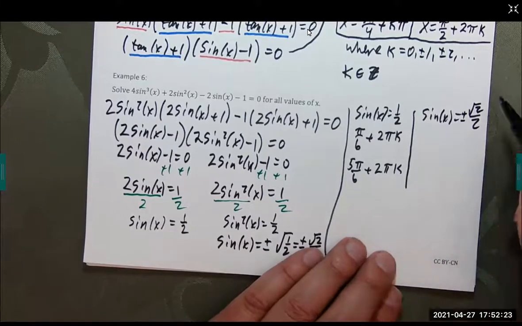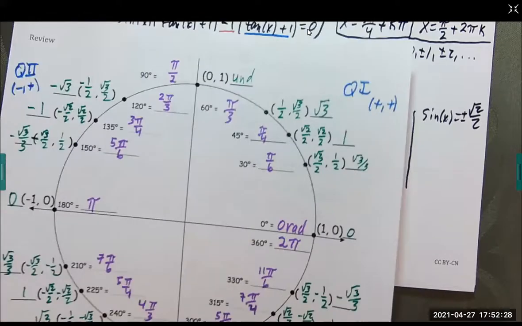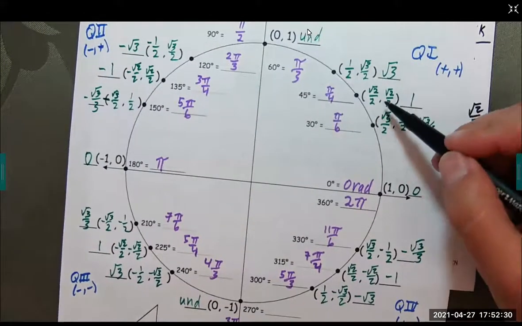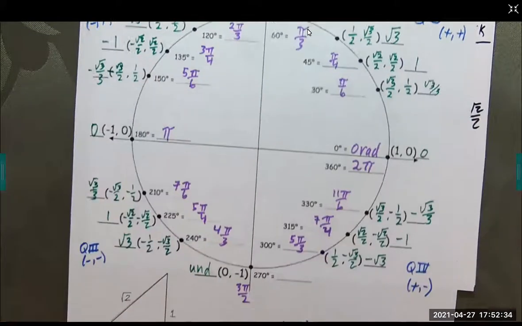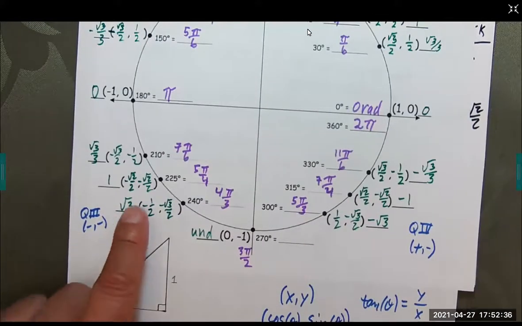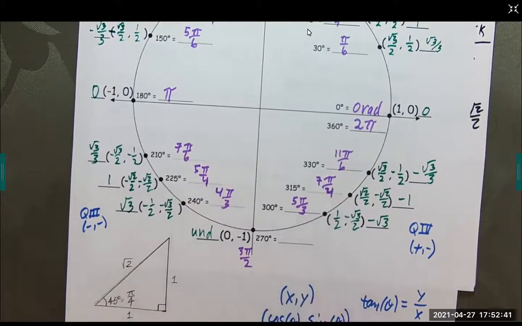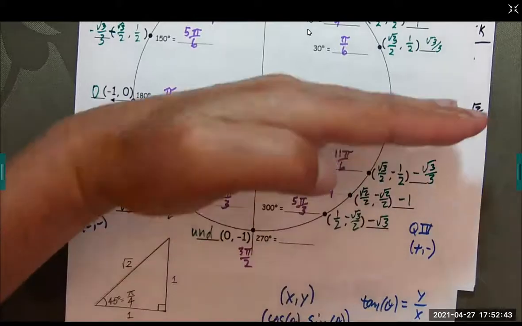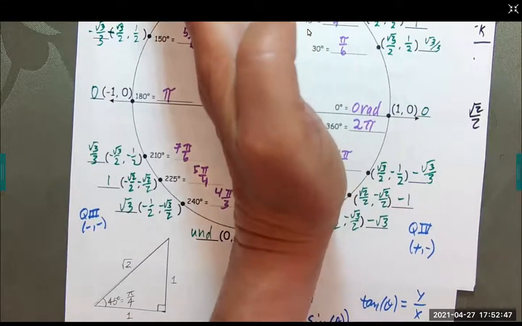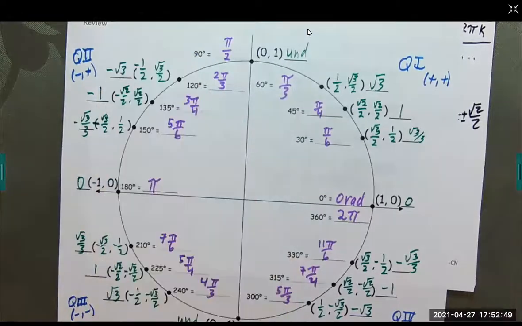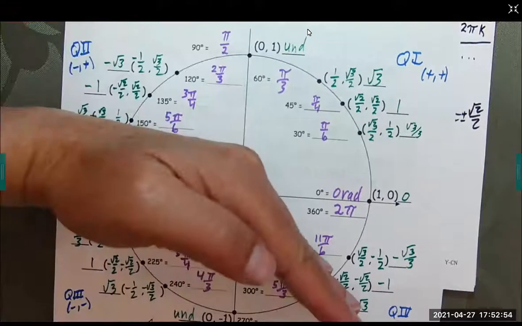Now this one wants all of the root 2 over 2s. I have it at pi over 4 right here. I have it at 3 pi over 4. I have it down here at 5 pi over 4 and over here at 7 pi over 4. Do you see actually it's every pi over 2? So when I'm here, to get to here, I'm actually adding 90 degrees. And to get from here to here, I'm adding 90 degrees. And from here to here, I'm adding 90 degrees.